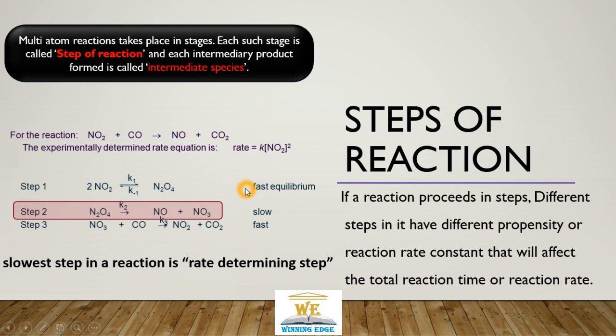So to understand the mechanism of a chemical reaction, or the rate of a chemical reaction, properly, we should understand the steps of the chemical reaction, and we should also know at what speed a particular step happens, whether it's fast, slow, or medium.